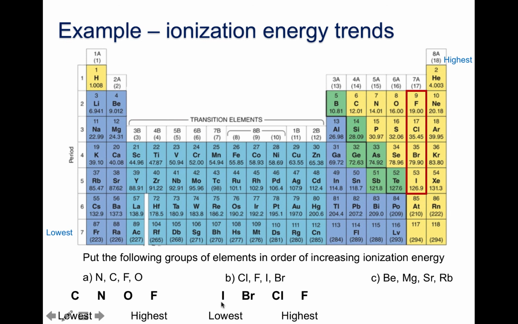It's the easiest to remove an electron from iodine. It's the most difficult to remove an electron from fluorine. Well, what if all the elements aren't in the same period or group? You can still use the trends to figure out what order they would go in.